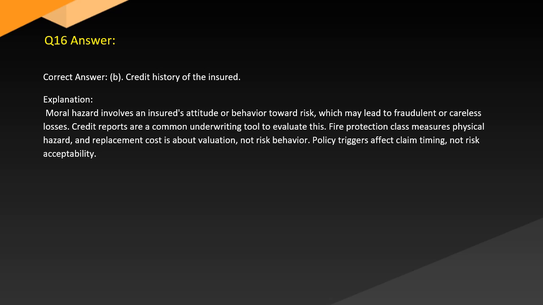Explanation. Moral hazard involves an insured's attitude or behavior toward risk, which may lead to fraudulent or careless losses. Credit reports are a common underwriting tool to evaluate this. Fire protection class measures physical hazard, and replacement cost is about valuation, not risk behavior. Policy triggers affect claim timing, not risk acceptability.